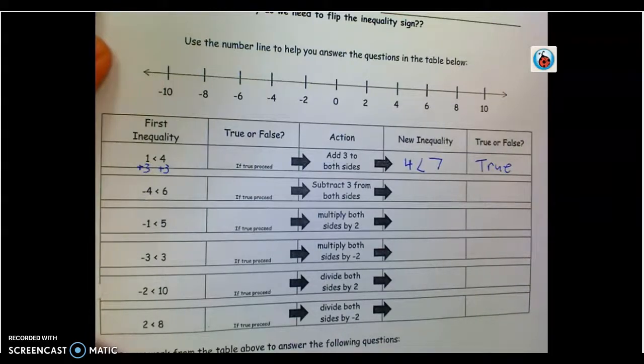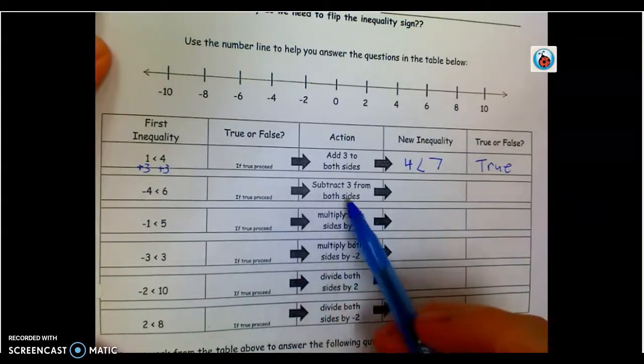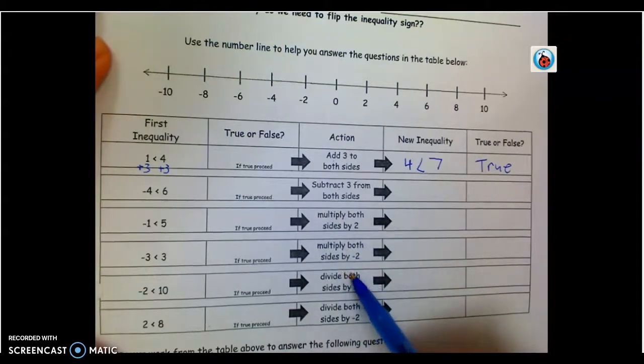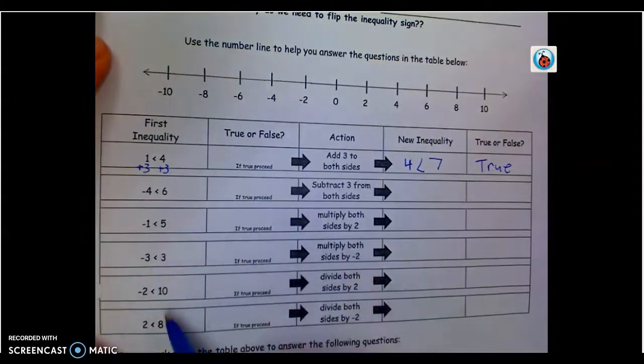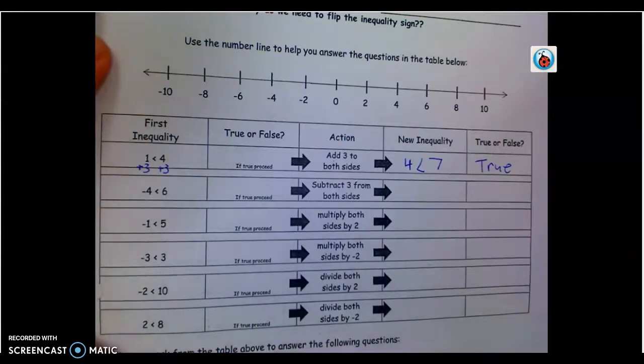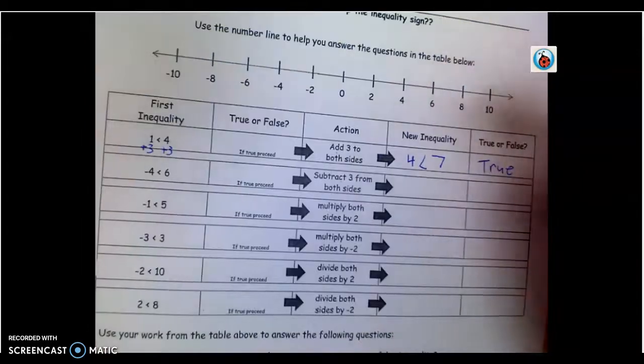I'd like you guys to take a few minutes. I would like you to complete the actions of subtracting 3, multiplying by 2, multiplying by negative 2, dividing by 2, and dividing by negative 2 for these new inequalities. Go ahead and pause the video. Unpause it when you're ready to check your answers. Hopefully you paused it and completed them, because we're going to go over them now.